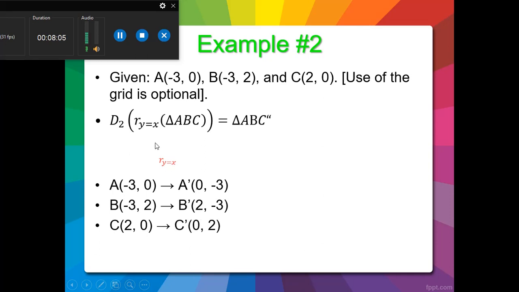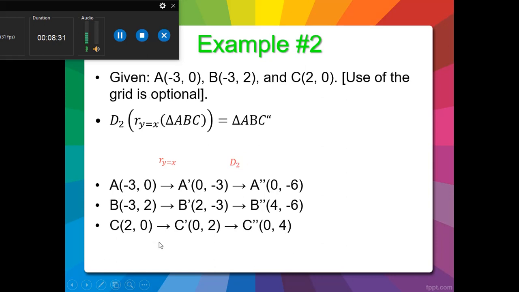Now I'm going to dilate by a scale factor of 2, and I'm going to build off the prime images to create double prime. So dilation by scale factor of 2, this is about the origin, or they would specify some other center. So we're going to simply multiply x and y by 2. And there's A double prime, B double prime, and C double prime.